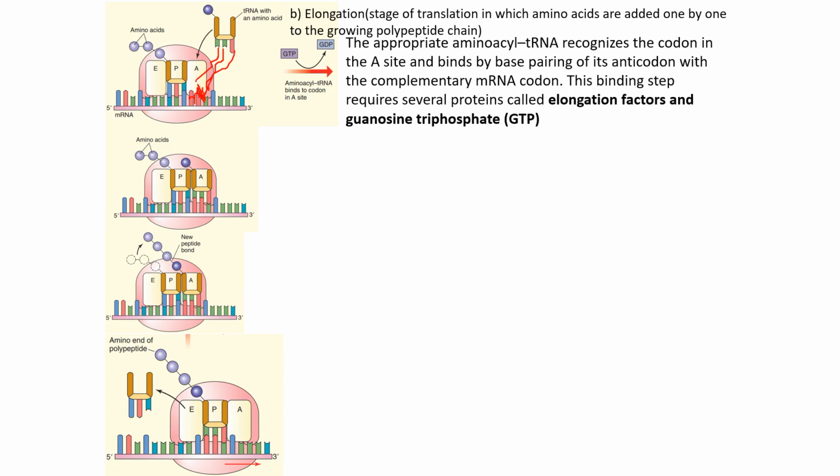So let me rephrase that. The appropriate amino acid tRNA recognizes the codon in the A site and binds by base pairing of its anticodon with the complementary mRNA codon. This binding step requires several proteins, and these proteins are called elongation factors, as well as GTP. So for this amino acid tRNA to bind with the complementary codon on the mRNA, it needs GTP as well as elongation factors.